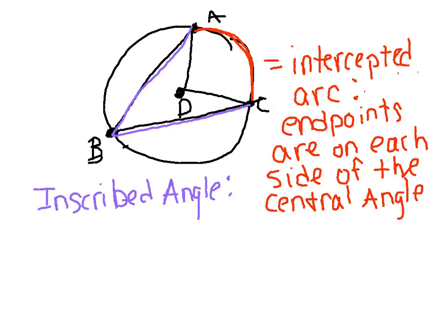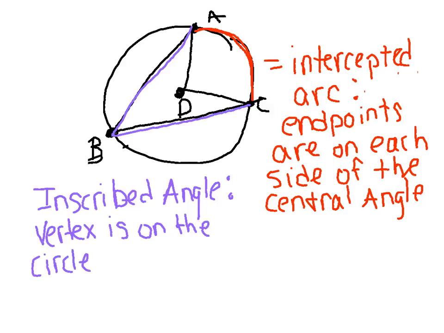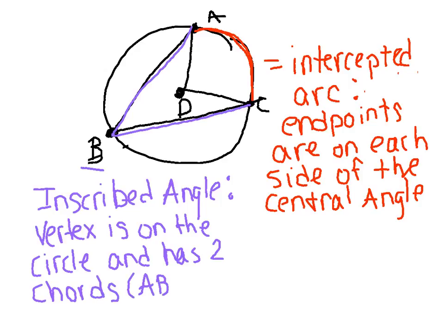Okay, so we had the intercepted arc and the inscribed angle. The vertex is on the circle. So see how B is the vertex? It's on the circle and has 2 chords. If you notice the chords that we have here, we have AB and we have BC. These have so many different properties, and we're going to talk about them. But right now, let's talk about just the vocabulary of what everything means.